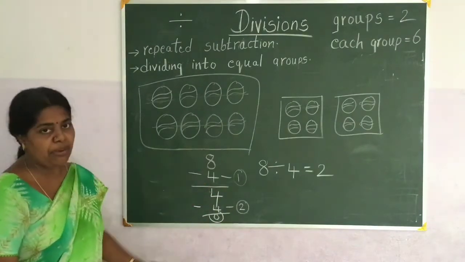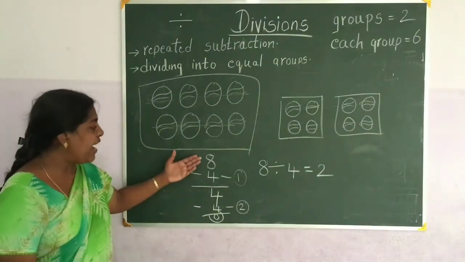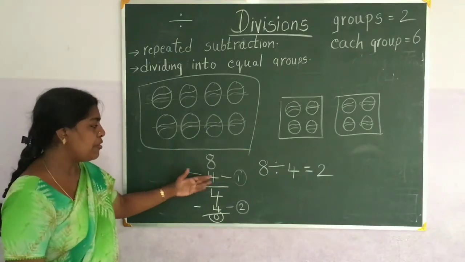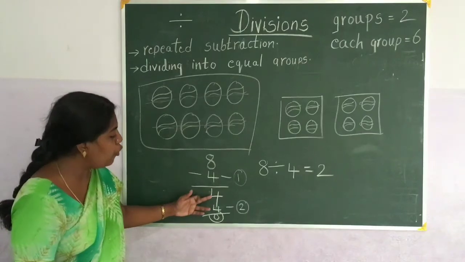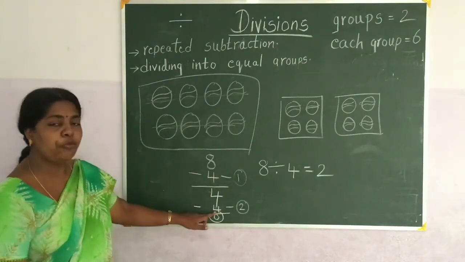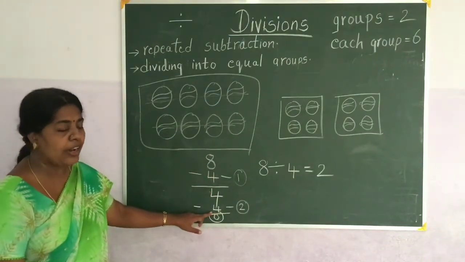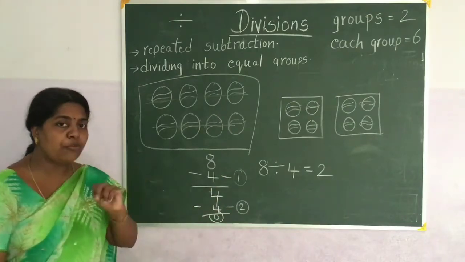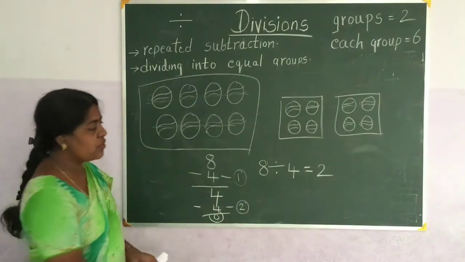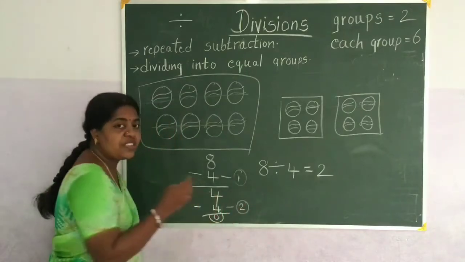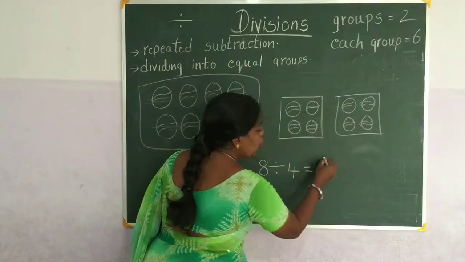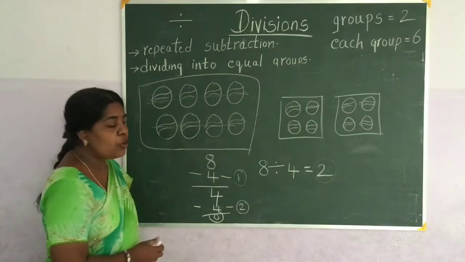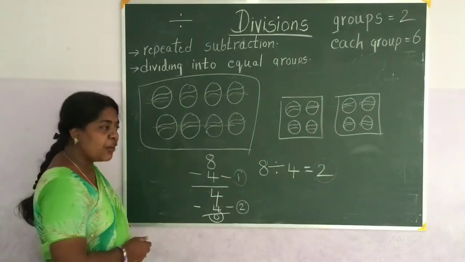2 times we are subtracting. So, from 8 if you remove 4 first time we will be getting 4 and again from 4 we are removing 4 again. We are subtracting 4 again. So, how many times we subtracted 4? 2 times. So, how many times we subtracted the number, that becomes the quotient. So, there 2 is quotient.